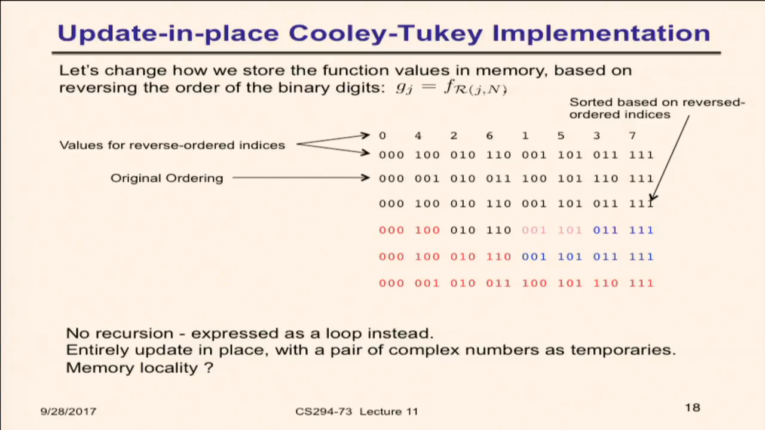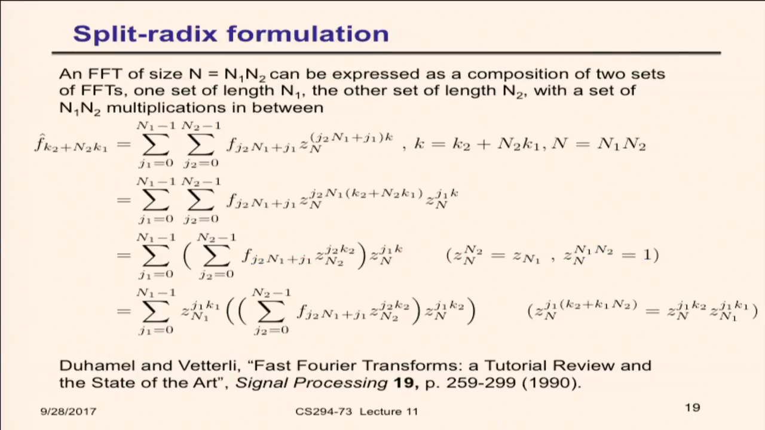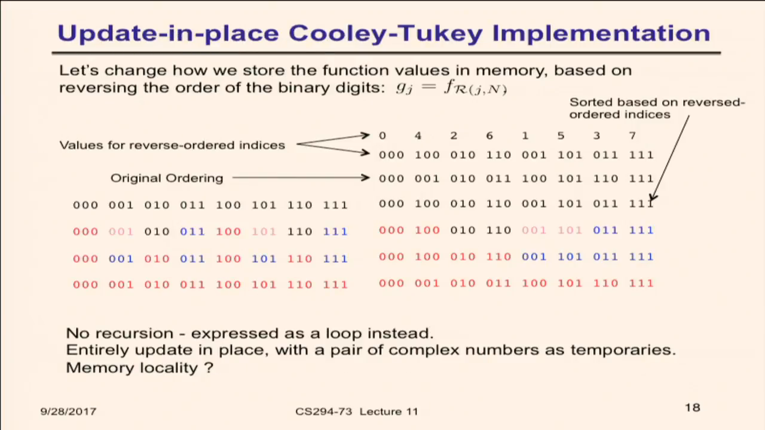Furthermore, one of the nice things about this is that you can do this without recursion. If you do this initial sort, it's really easy to do this as a loop. And it's entirely update in place with a pair of complex numbers as temporaries. How is this going to perform? It looks like you're doing fewer function calls. It looks like you have more locality, except at the beginning you've had to do the shuffling. So that's another way of getting some sense of the data pattern.